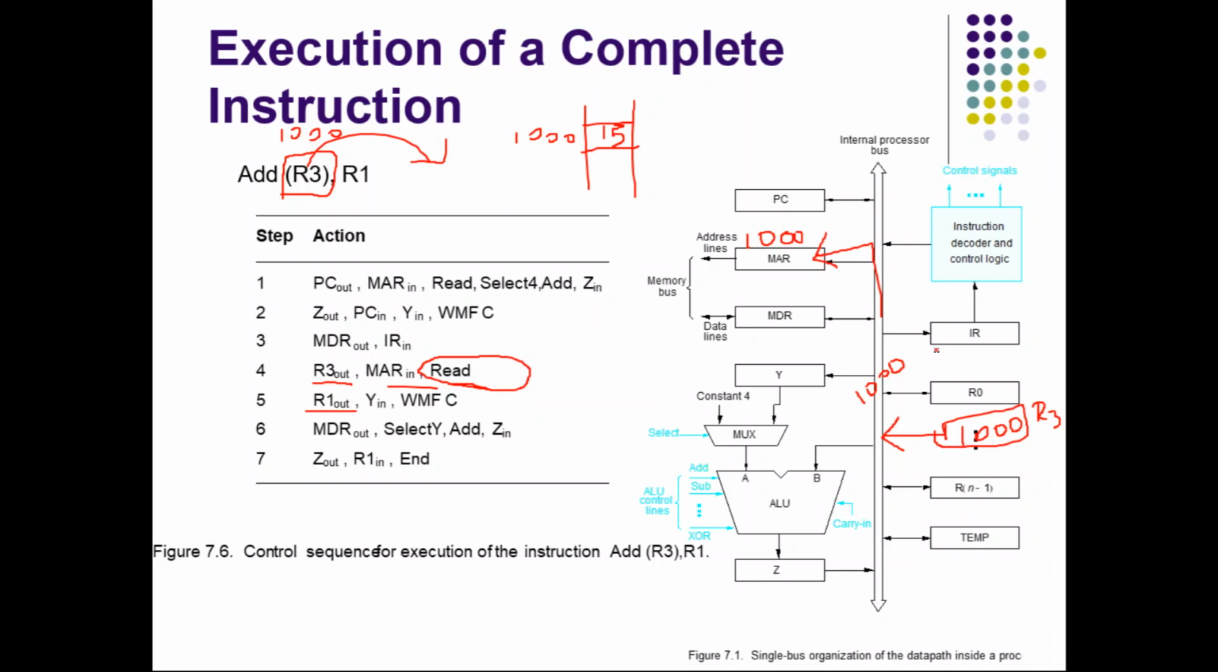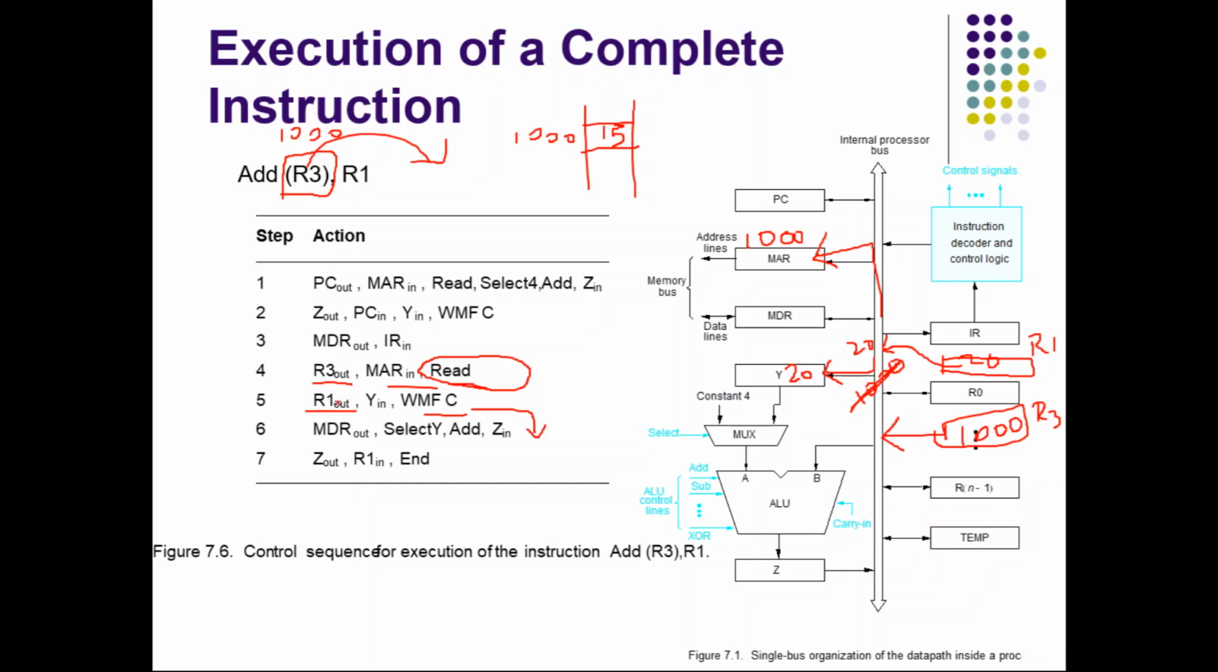One of the registers is R1. Let us assume it contains the value 20. R1 out means this 20 will be moved to the internal bus. So now 20 will come here. R1 out, then Y in. Y in means whatever is on the internal bus will be moved to Y. So this 20 will come to Y. Then again we are waiting for the memory function to complete, because previously we gave the memory read. So further after this we cannot proceed.